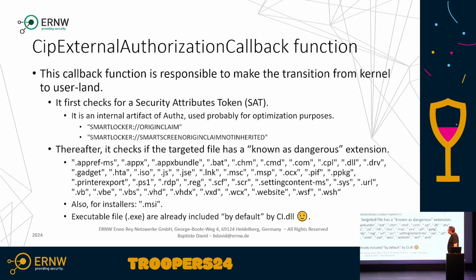This callback is not so complex. First, it checks what they call a security attribute token. It's also for optimization purposes and cache system, but it's not so relevant for what we want to see. Then it's going to check if the extension of the file you want to check or you want to use is considered dangerous. So we have a lot in this list of extensions. Of course, executable is included by default. Makes sense, you start to execute an executable file. And also installers, MSI, are in this list.